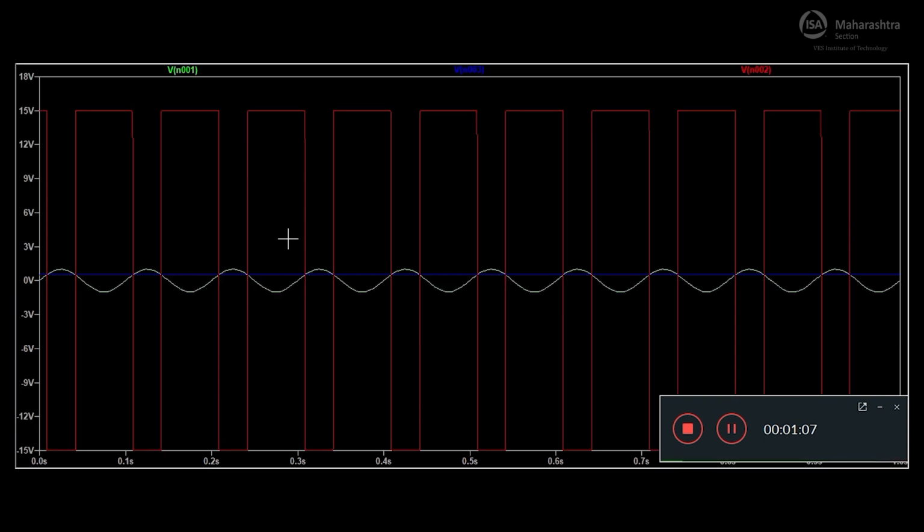So here in the graph you can see whenever the input voltage goes higher than the reference voltage, we get minus Vsat as the output, and whenever the input voltage is less than the reference voltage, we get plus Vsat as the output.